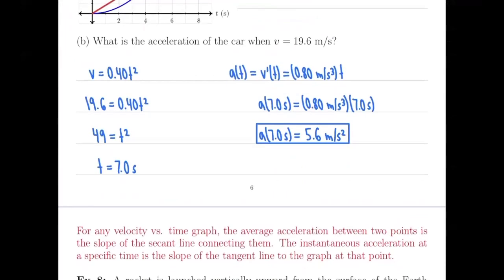All right, so just to summarize, for any velocity versus time graph, the average acceleration between 2 points is the slope of the secant line connecting them, and the instantaneous acceleration at a specific time is the slope of the tangent line to the graph at that point.